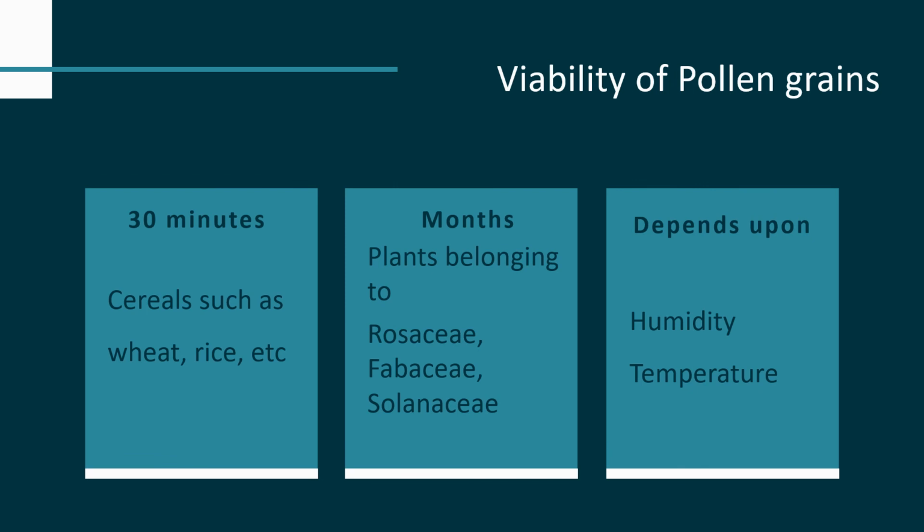Viability of pollen grains depend upon several factors, such as humidity, temperature, or the species of plant. They may be viable for as less as 30 minutes in case of wheat and rice, or up to certain months in case of plants belonging to the family of Rosaceae, Fabaceae, and Solanaceae.